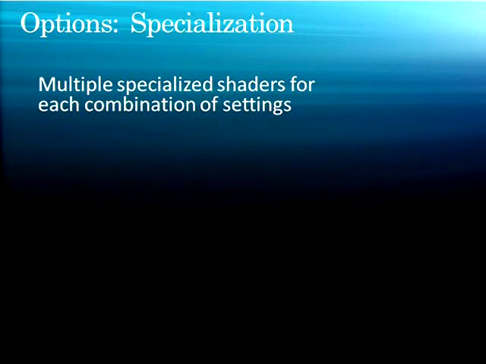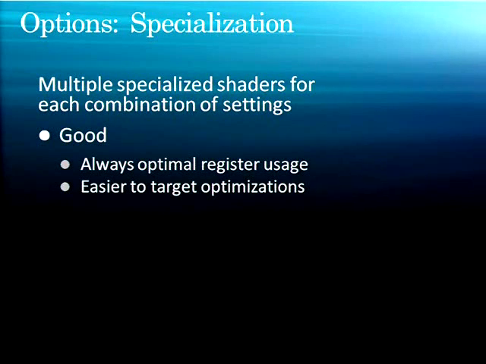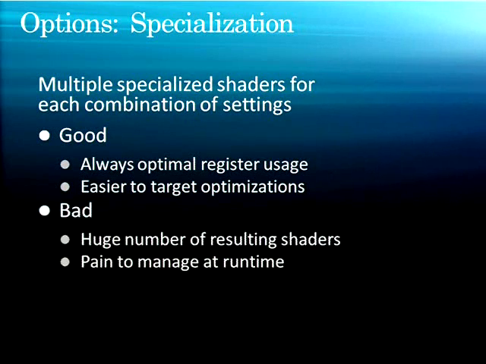Now another option is to do multiple specialized shaders for each combination of settings. Okay, so this is good because then you're going to use the shader function that you actually need, and you're going to get the optimal register usage for that function. It's easier to think about. When you're writing the code, it's easier to think about optimizations, right? Because you're saying, okay, I have exactly this number of lights and exactly this material. And for the compiler, obviously, it's much easier to tease out those optimizations. So in two ways, it makes it easier to target optimizations for this kind of code.